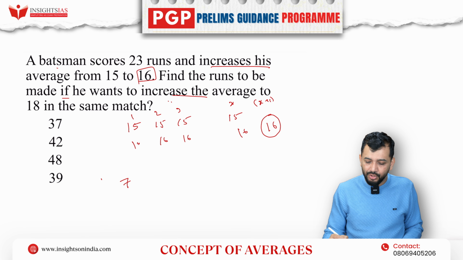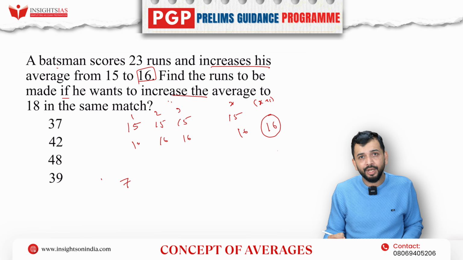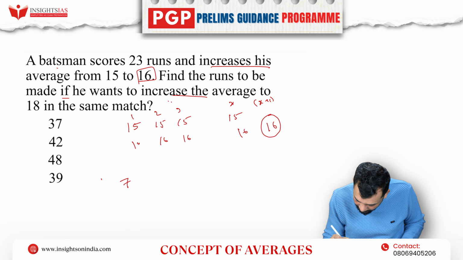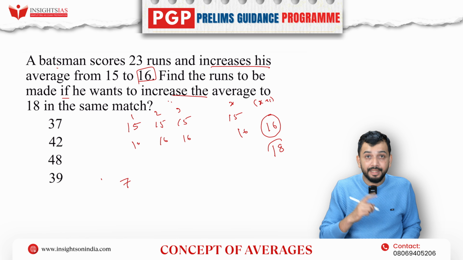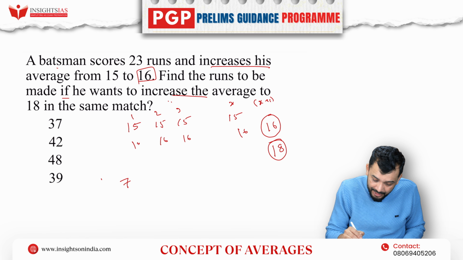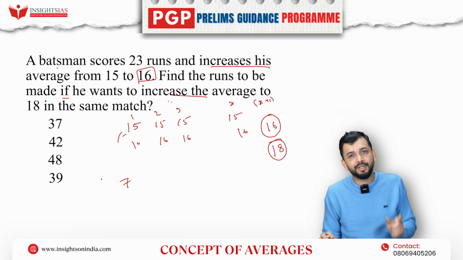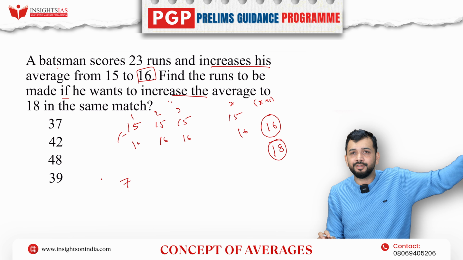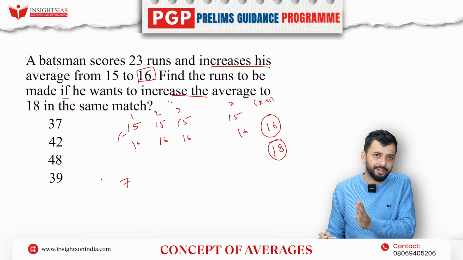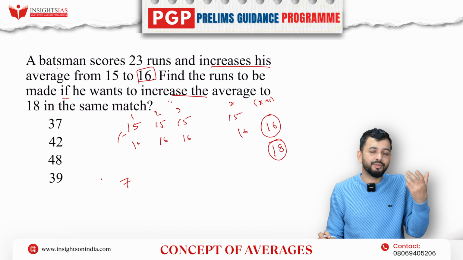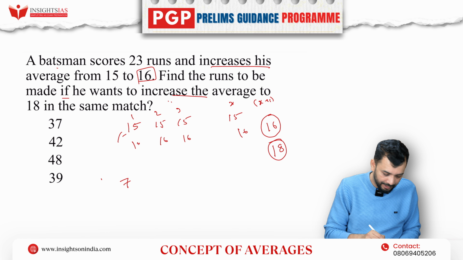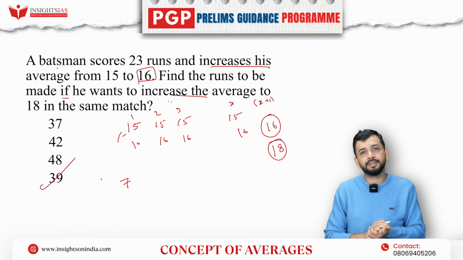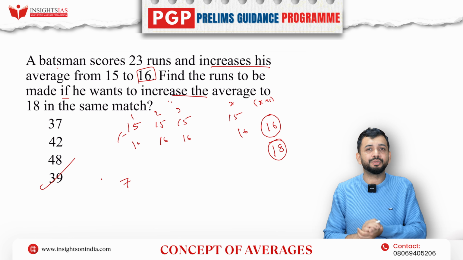Now let's say he wants to make it 18. What does he have to do? First he has to keep 18 for himself. Then he has to give 3, 3, 3, 3 for the previous 7 innings. For 3 into 7, 21 runs he has to give to previous innings, and 18 he has to keep for himself. 21 plus 18, 39. It's that simple, right? No calculation, only visualization.